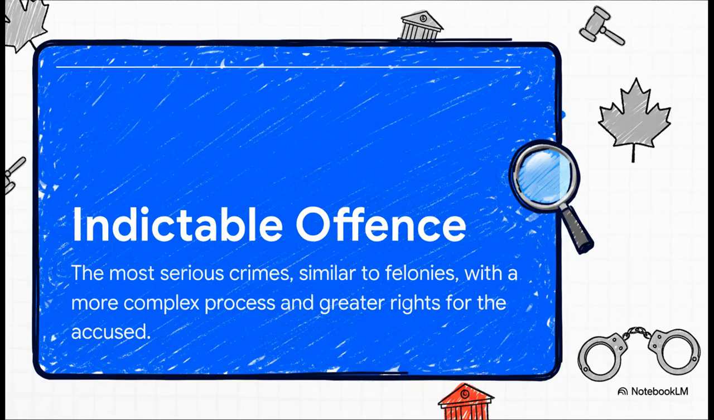And then on the complete other end of the spectrum, you have indictable offenses. These are the big ones, the most serious crimes. They're the equivalent of felonies. We're talking murder, robbery, things like that. And because the stakes are so incredibly high, the whole process is way more detailed, and the accused person gets a lot more procedural protections.